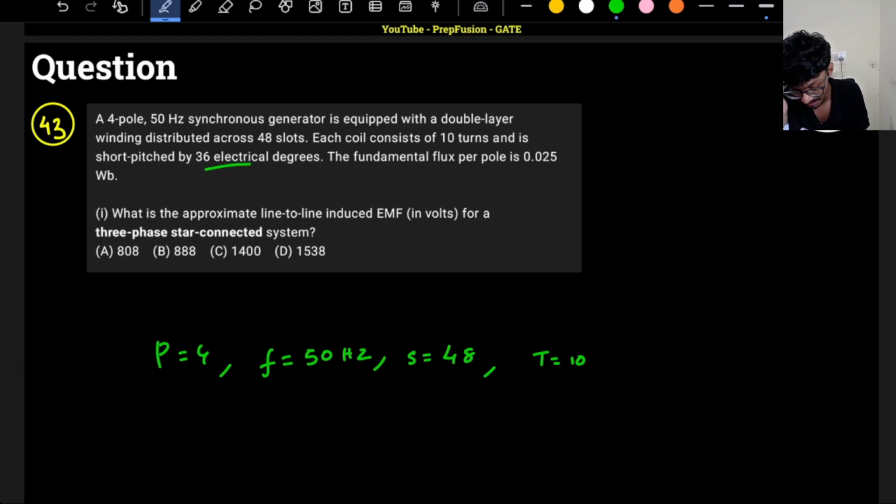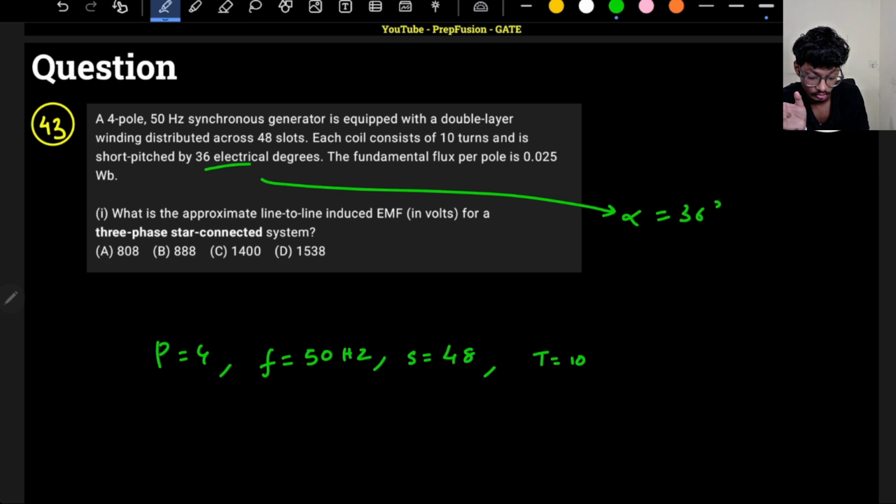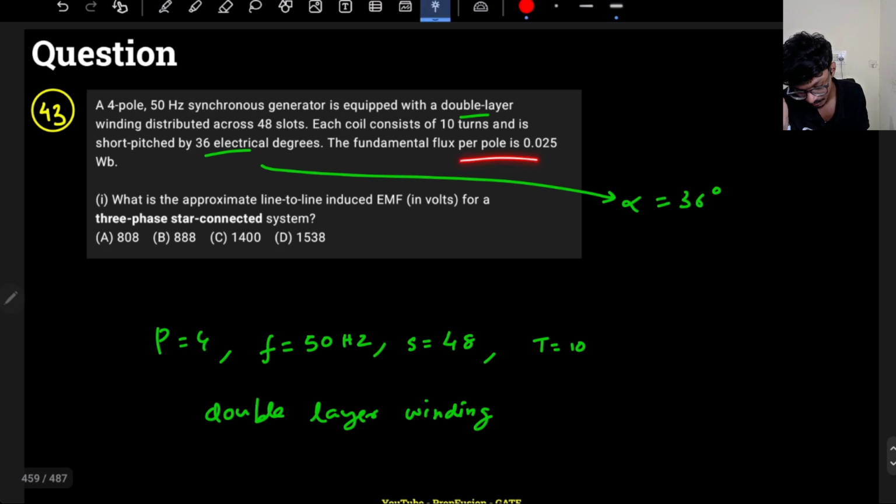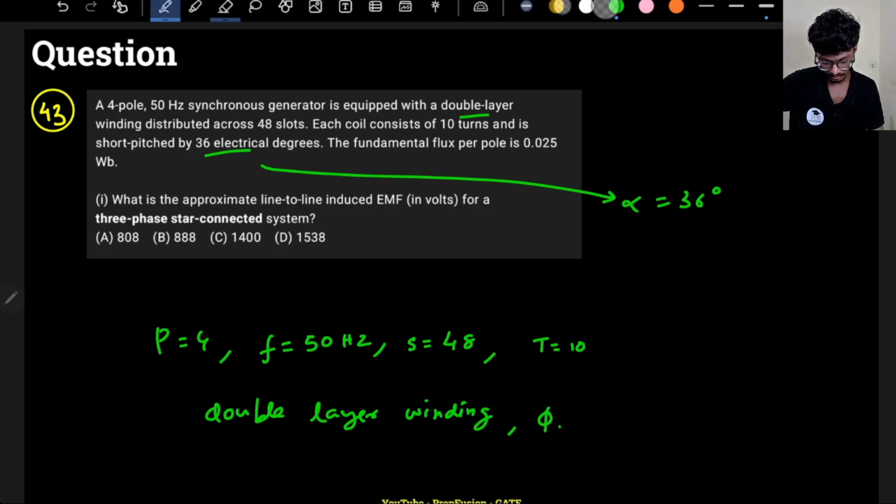So basically indirectly they're giving you the alpha. Alpha is equals to 36 degree. Short pitch by 36, that means indirectly they are giving you alpha. Also it is double layer winding. All the information you have to write down. The fundamental component flux per pole is 0.025.